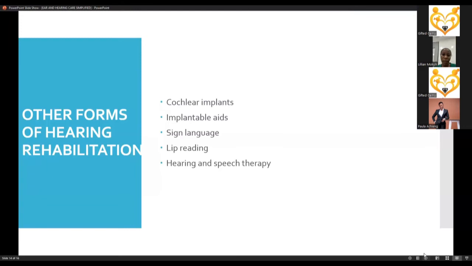Again, you can take your child to a school for the deaf where they undergo sign language training. Sign language is a form of communication and a form of hearing rehabilitation, where they are taught and undergo rehabilitation for the hearing loss. They can also be taught speech, lip reading, and undergo speech therapy for those who are not able to pronounce very well. Next slide, please.